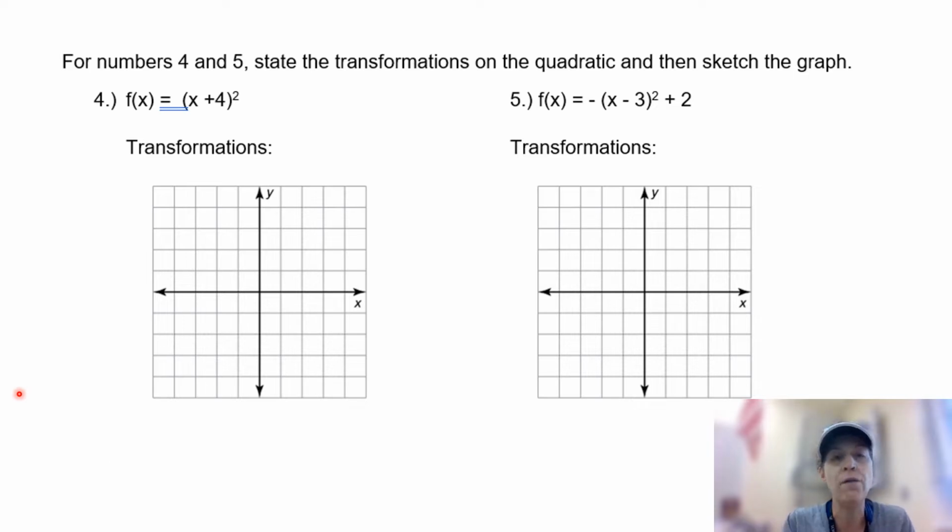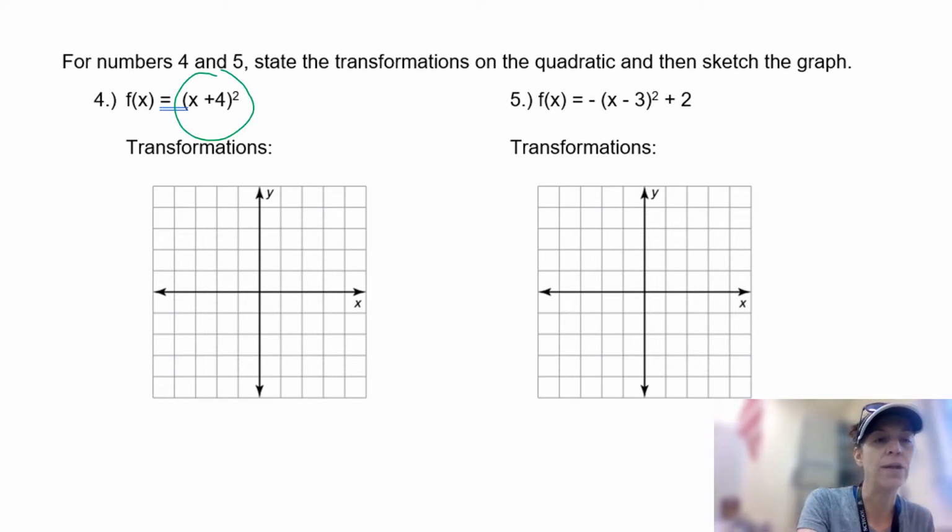For numbers 4 and 5, state the transformations on the quadratic and then sketch the graph. So there are two things that you were being asked to do. You can see the word "and" right there. You need to state the transformations and then generate the sketch. A lot of you lost points because you only did one or the other. Always read the directions. Stating the transformations, you remember that transformations are changes to the graph. So when we say state the transformations, what we're referring to are flip, left, up, down, right, whatever the transformations are. It got stretched, it got compressed, okay? And you need to state what those are.